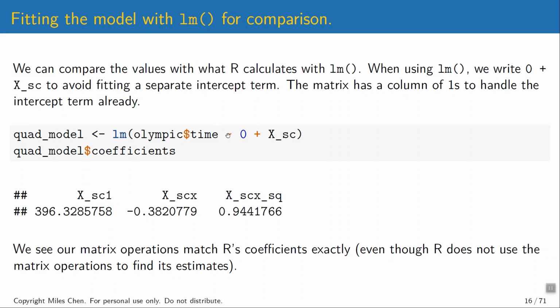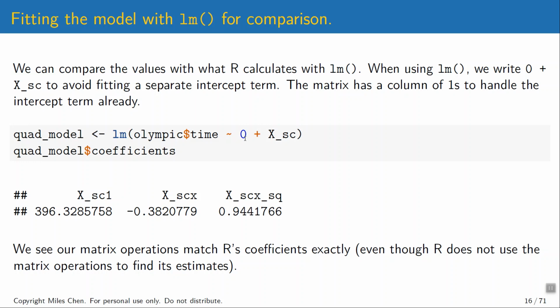If we fit a separate intercept term, it's not going to throw an error, but it will say it can't figure something out for that term. So we throw in a 0 plus, and that tells LM not to fit an intercept term.